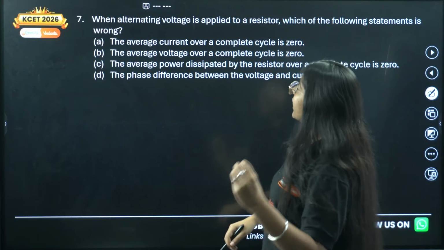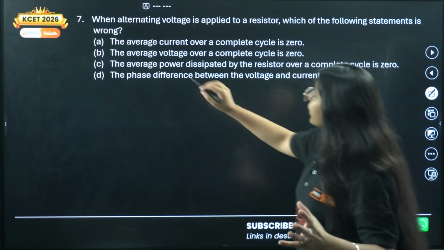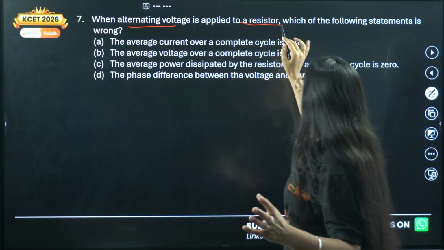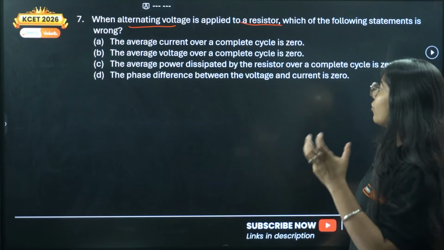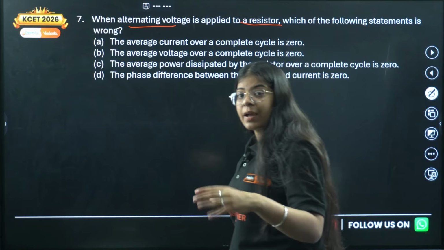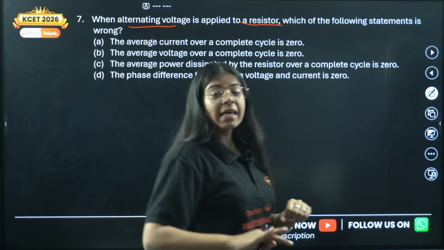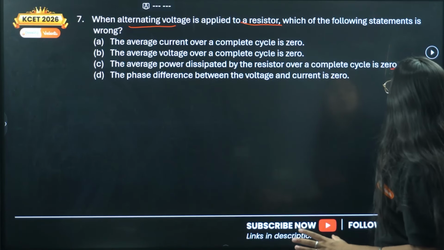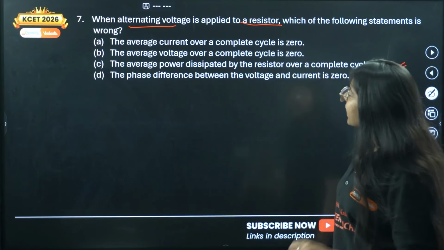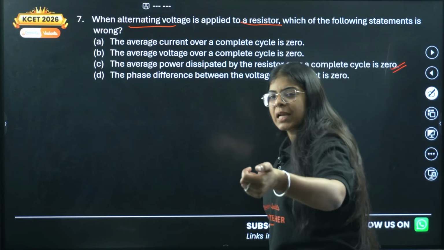Okay. Next question. It says, okay, very carefully. When alternating voltage is applied to a resistor, which of the following statements is wrong? A, average current over a complete cycle is 0. B, average voltage over a complete cycle is 0. C, the average power dissipated by the resistor over a complete cycle is 0, and D, the phase difference between voltage and current is 0.